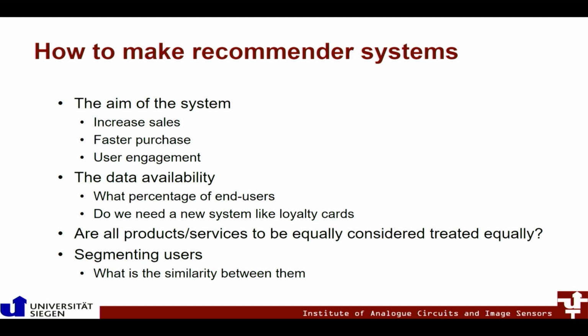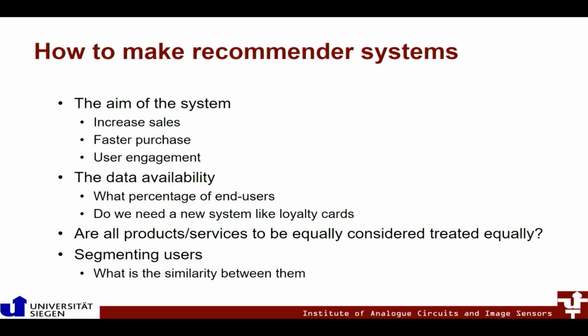So before you make a recommender system, you need to ask yourself what you want to do. What is the aim of making this recommender system? Do you want to increase sales? Do you want to increase the speed of sales? Do you want a person to be able to buy the product faster? Or do you want to engage with your customer? Do you want to know more about the customer and get him involved with it? That's the first question to ask.